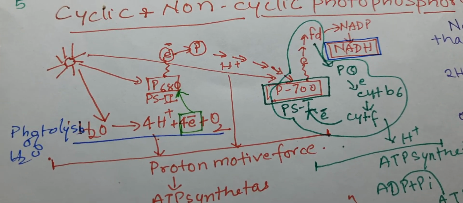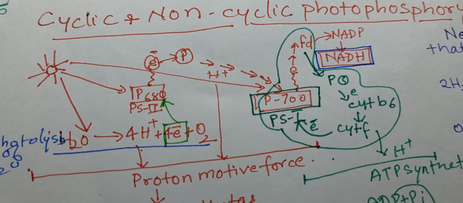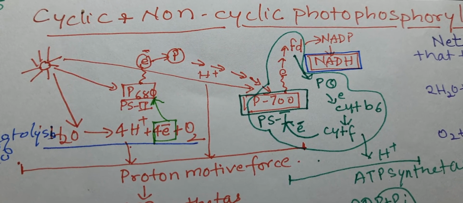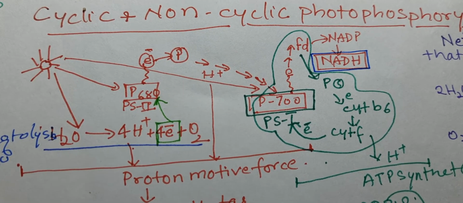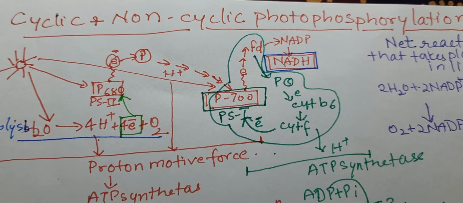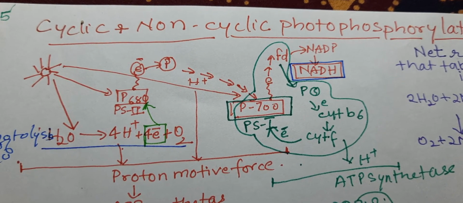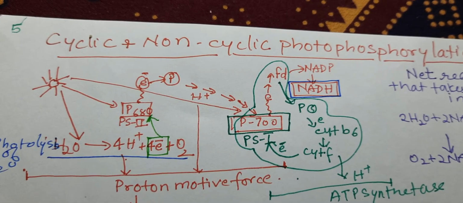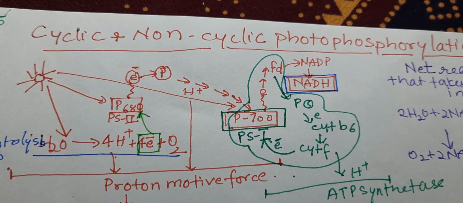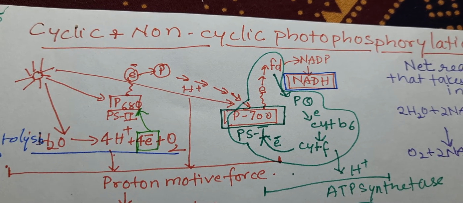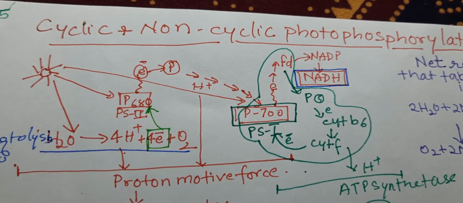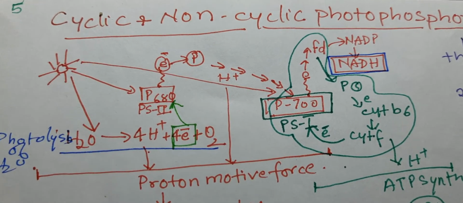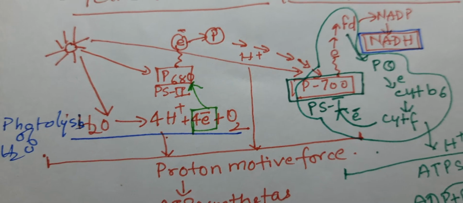So if you see the events, the sunlight basically falls on P680, which excites the electron, and the electron passes through the ETC and reaches P700, and from P700, again through a series of electron transport chain substrates, it reaches NADP, and NADP is converted to NADPH. So finally this electron causes the reduction of NADP to NADPH, and it also causes the photolysis of water.